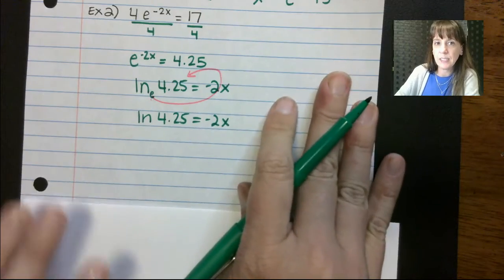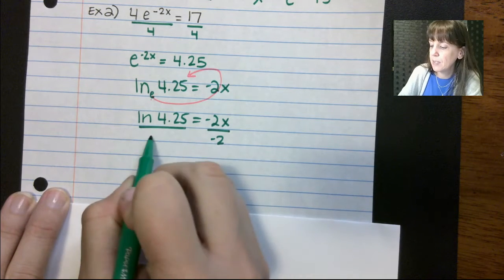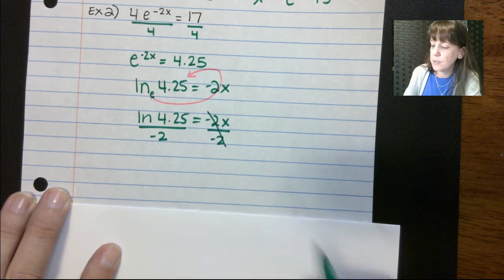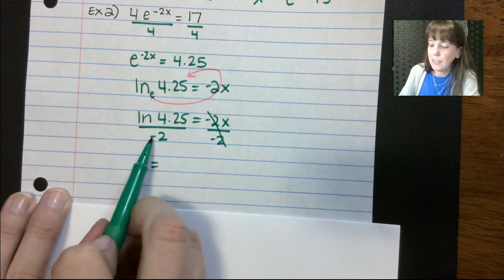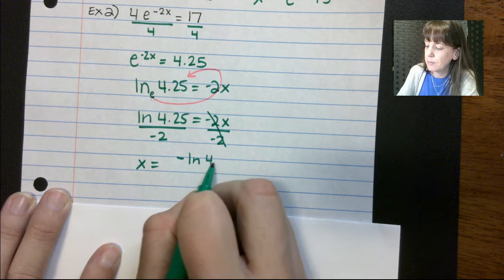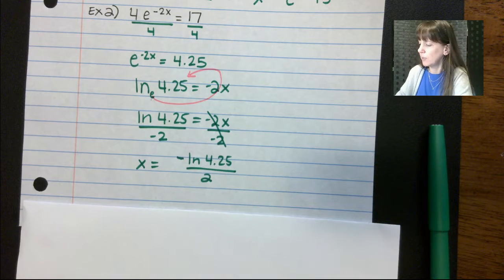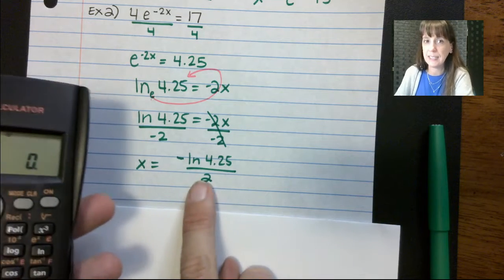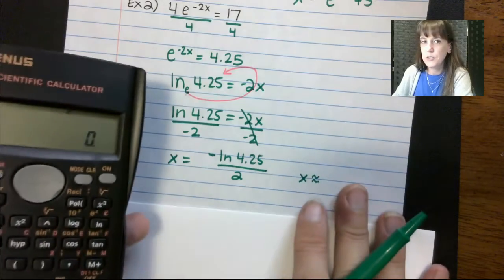Now to get that x by itself, I'm currently multiplying, and the opposite of multiply is divide. Negative 2. Cancel those out, so I have x equals, because I'm just flipping it around. I like my negative to be upstairs, but it doesn't matter. Negative ln 4.25 divided by 2. So let's enter that into our calculator. So this is your exact answer, and then we're going to say x is approximately.